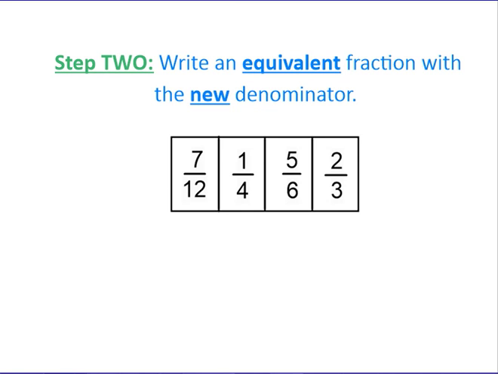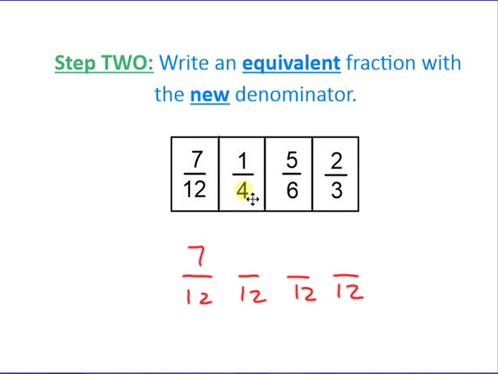So now that we have our LCM of 12, what we're going to do is write an equivalent fraction with a new denominator. So below this, I'm going to make a new fraction. So I have a new denominator of 12 for each of these. This one here already has a denominator of 12, so I'm going to leave it alone.